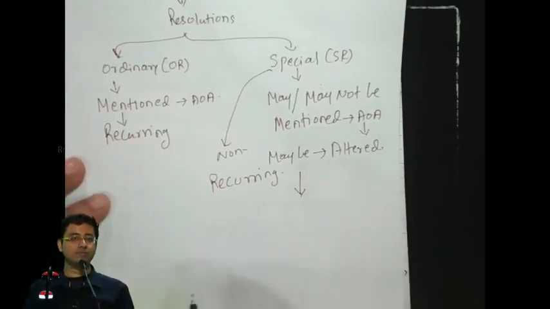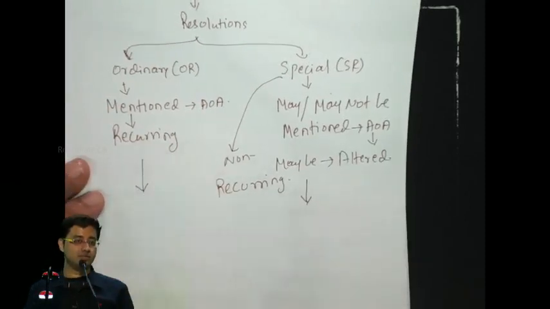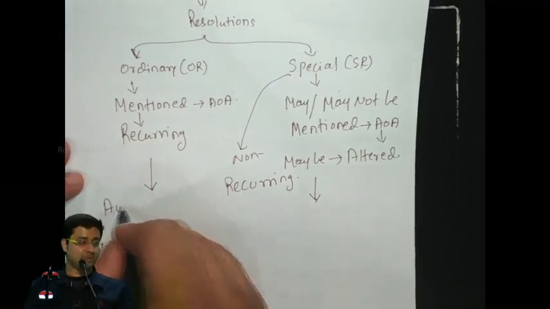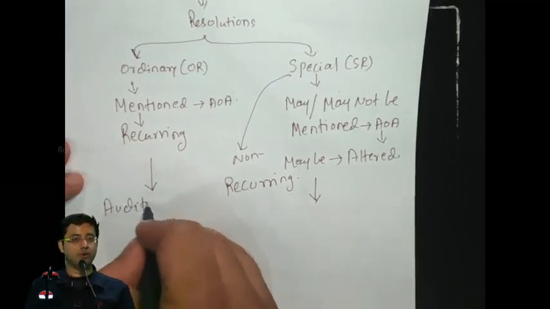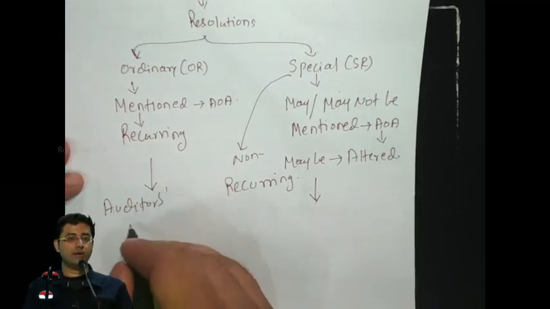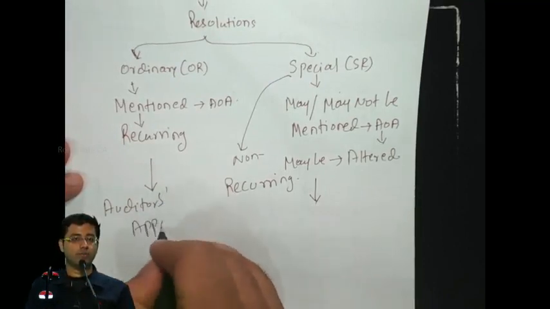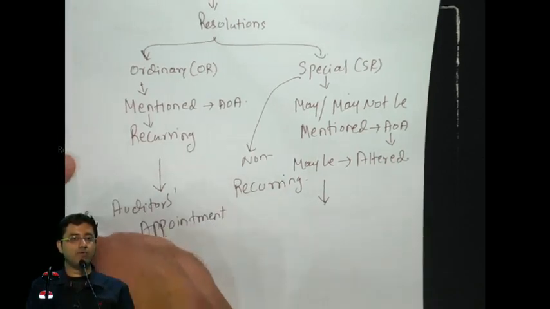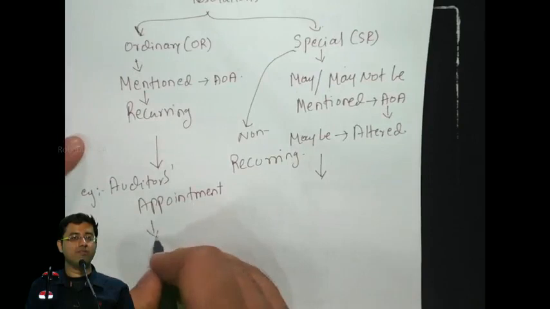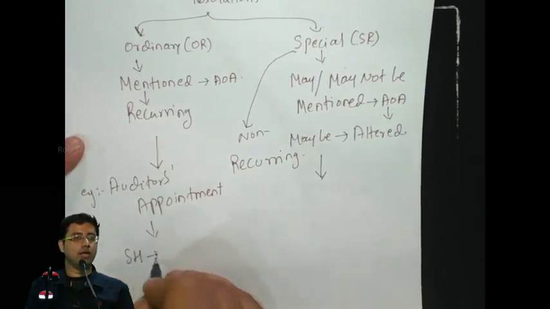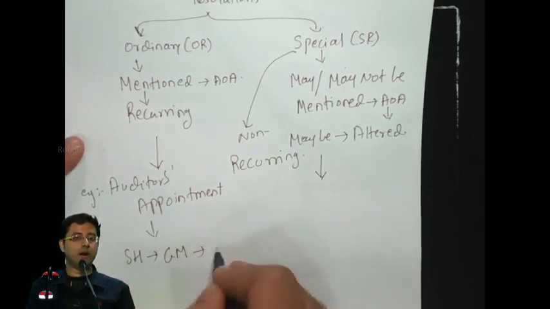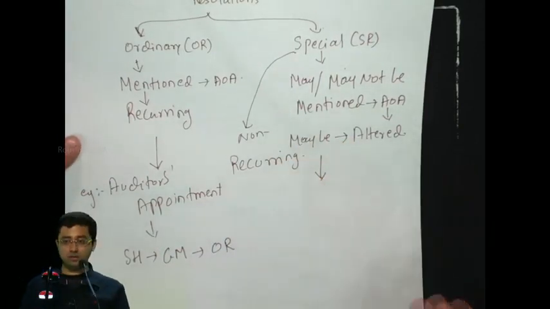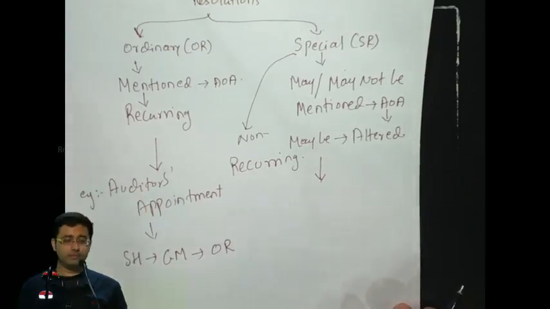Now one more thing here, when I'm transacting any ordinary business, I have already given you some examples. The best example which suits this type of situation will be the auditor's appointment. Very good example to explain all these points. If I have to appoint an auditor, the appointment of auditor can take place only when the shareholders in the general meeting pass an ordinary resolution. So shareholders in the general meeting pass an ordinary resolution, and auditors are appointed.